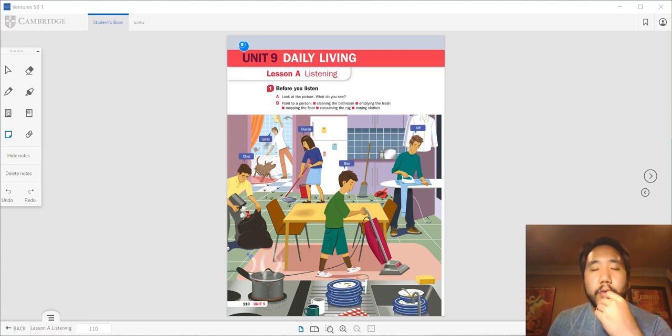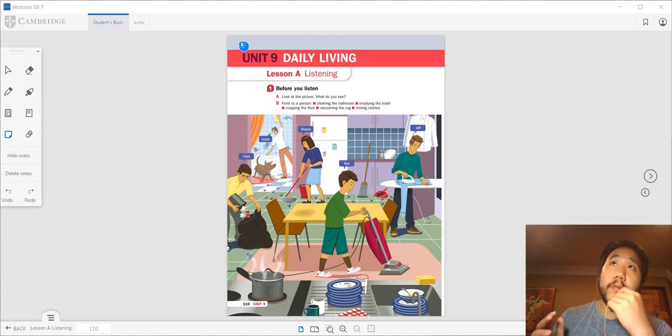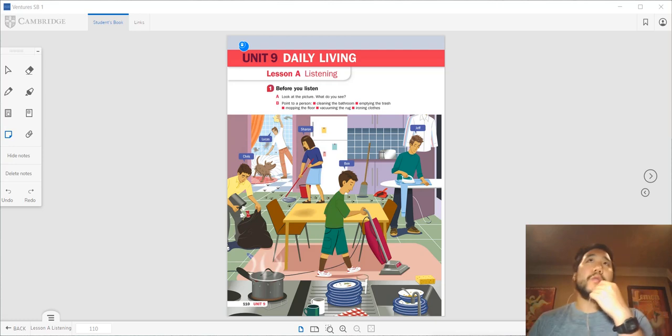So if you remember in unit 8, we learned some things about working, right? We learned about identifying occupations. We learned to use the simple past to be, was and were, to ask questions and to make a statement about a person's occupation. So for example, I was a doctor. It means in the past I was a doctor, but right now I'm a teacher. And then we also learned to use the word can to talk about abilities, right?